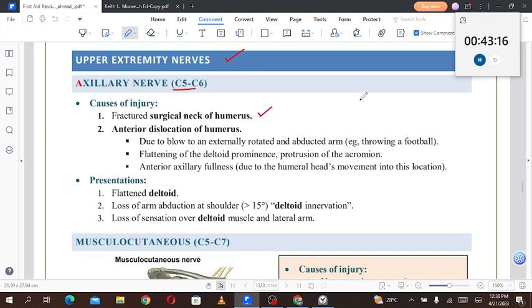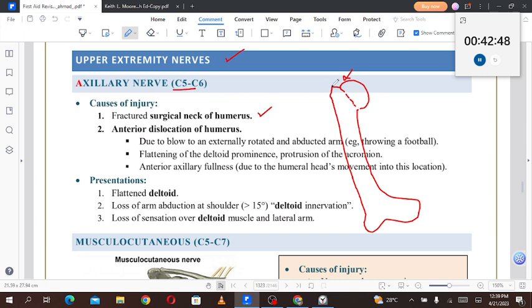So what is the difference between surgical and anatomical neck? Suppose this is the humerus, it is the head of the humerus, and then we have these two tuberosities. And then we have the distal end. So this is the dotted area which I'm drawing right now. This is the anatomical neck. The constriction just distal to the head of the humerus is called the anatomical neck. Just adjacent to the head, that is called the anatomical neck.